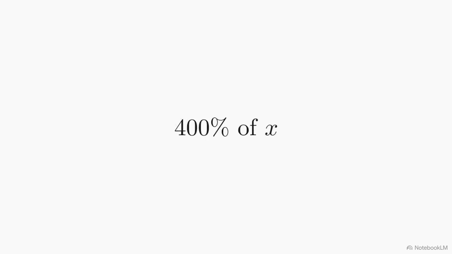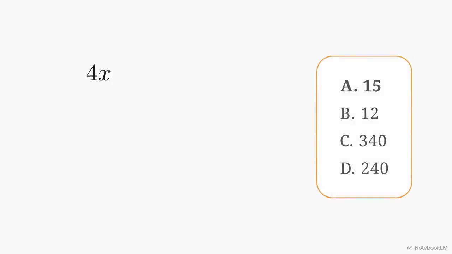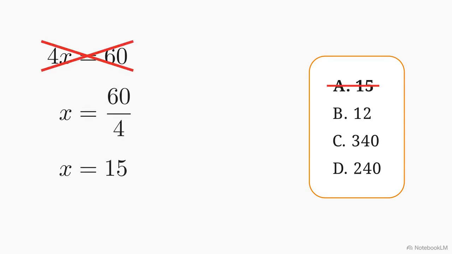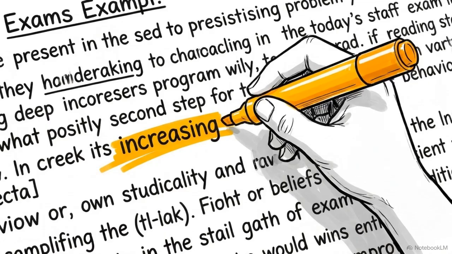The question mentions a 400% increase. If we translate 400% of x into math, we get 400 over 100 times x, which simplifies to 4x. This is where many students fall into a trap. They set 4x directly equal to 60, solve for x, and get 15. Option A is a distractor, and it is incorrect. That calculation only finds the amount added. It ignores the word increasing, which means the original quantity must still be part of the total.